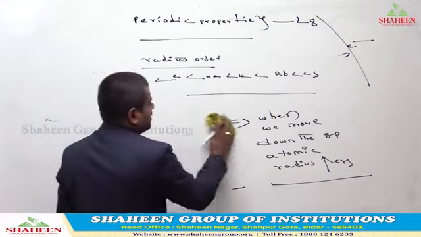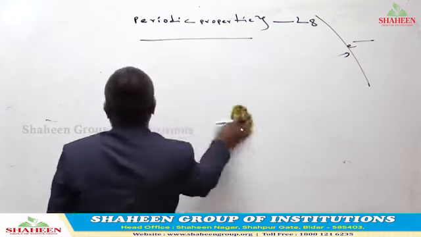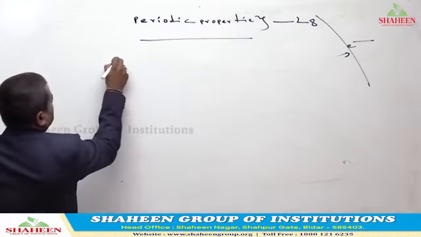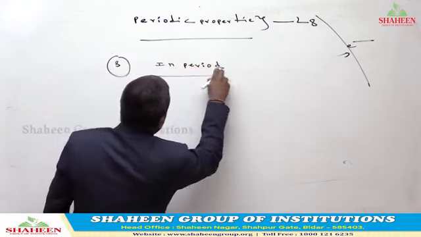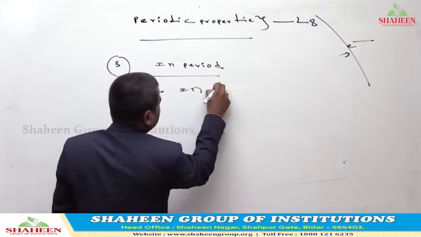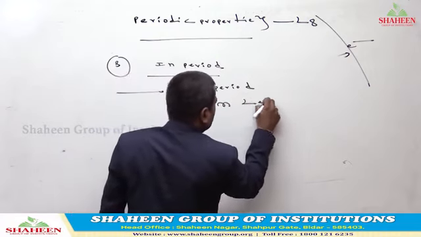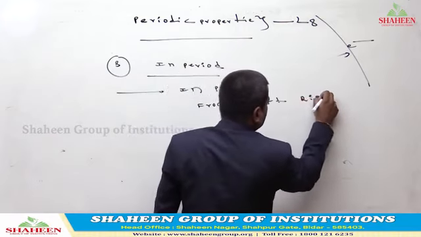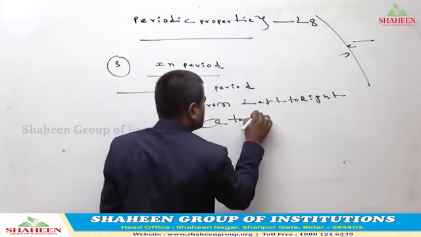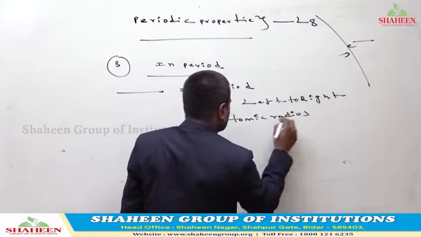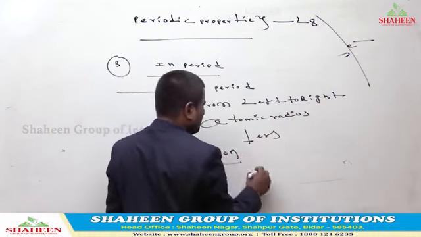Now let us discuss the variation of atomic radius in a period. In a period, from left to right, atomic radius decreases.